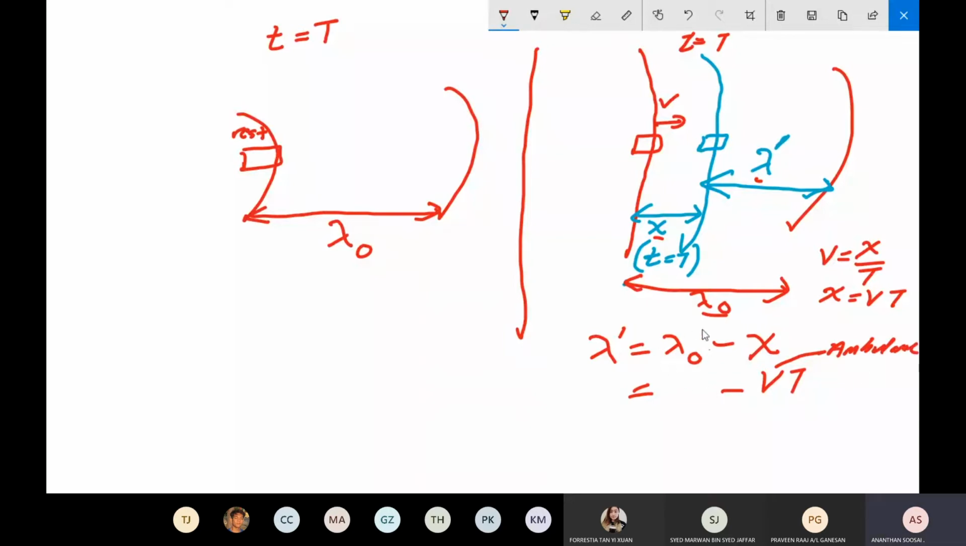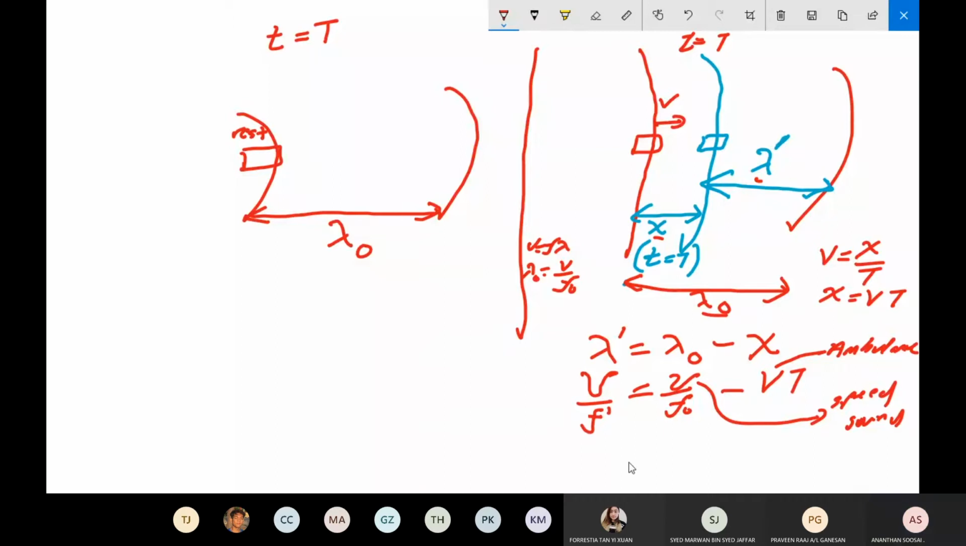Lambda naught, the original wavelength: can you use v equals f lambda? Speed equals f lambda. So lambda naught is v over f naught, the original frequency. What does this v stand for? This is the speed of sound. Speed of sound divided by the original frequency is the original wavelength. The speed of the ambulance causes x to be the distance traveled. The new wavelength, also the wavelength of the sound, we can write using v equals f lambda as the speed of sound over the new frequency, f dash.